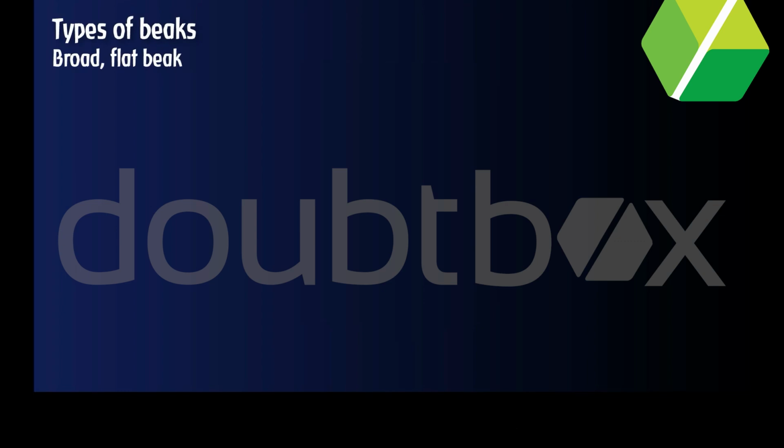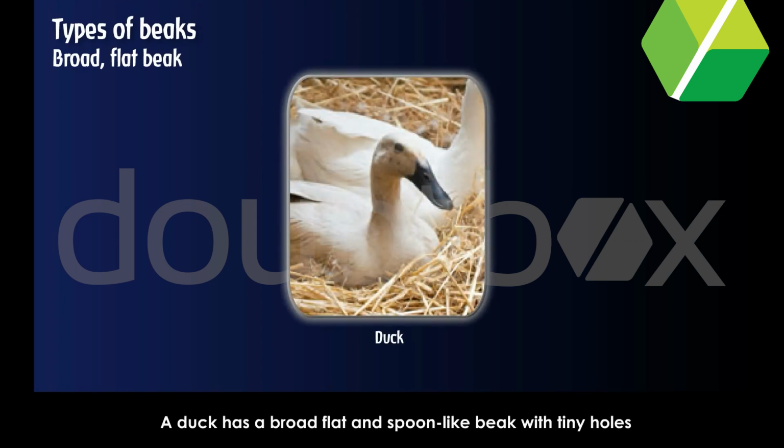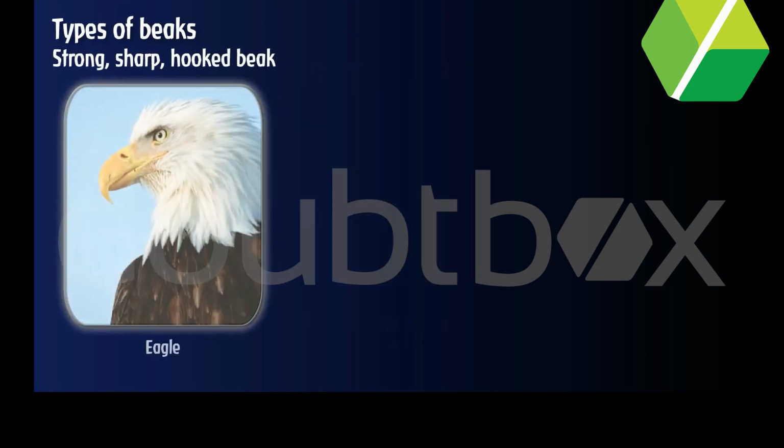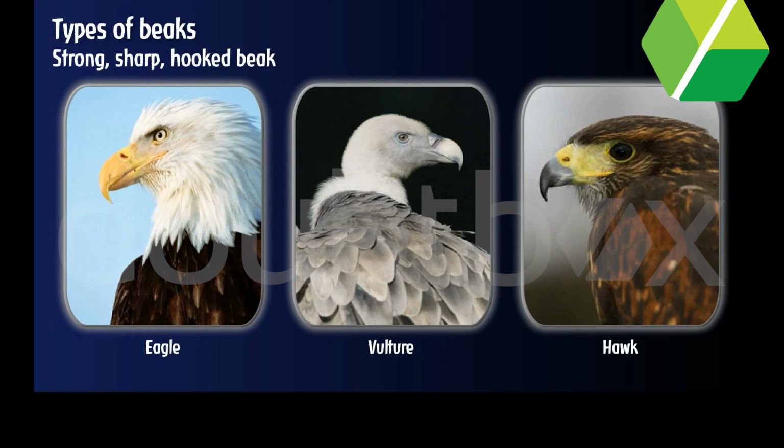Broad, flat beak. A duck has a broad, flat and spoon-like beak with tiny holes at the side. It feeds on insects, worms and water plants. Strong, sharp, hooked beak. Eagles, vultures and hawks that eat flesh of animals have strong, sharp and hooked beaks.